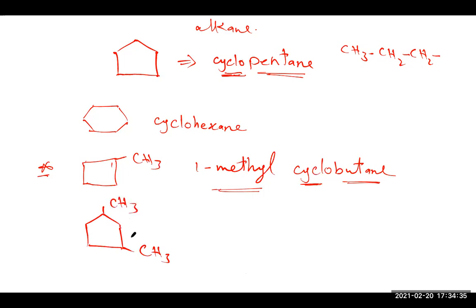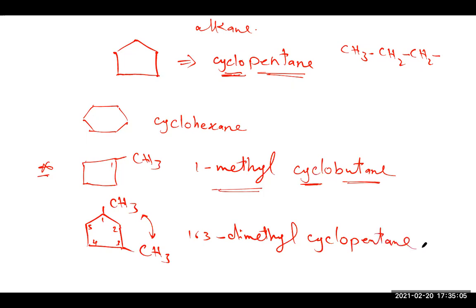Okay, so for this one also I need to count because I have 2 substituents here. So I will start from the first 1, 2, 3, 4, 5. So we have at 1, 1, 3. So it will be 1, 3, and we have the same substituent twice, so it will be dimethyl. And again, the name of this compound, so we have cyclo, and this 5, so it will be pentane. So it will be 1, 3 dimethyl cyclopentane.